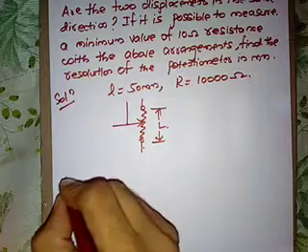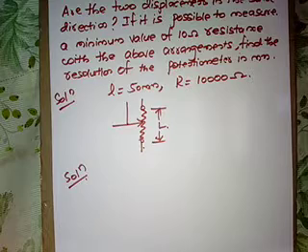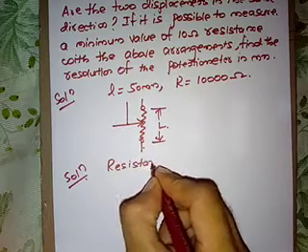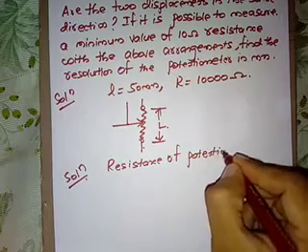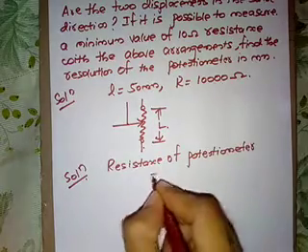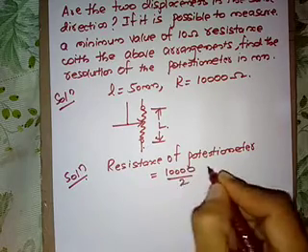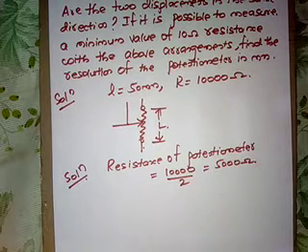So let us move ahead in solving the problem. Under normal condition, the slider is at the center of the potentiometer. Hence, the resistance of the potentiometer under normal conditions, as it is at the center, is 10,000 divided by 2. So this will be 5000 ohms.